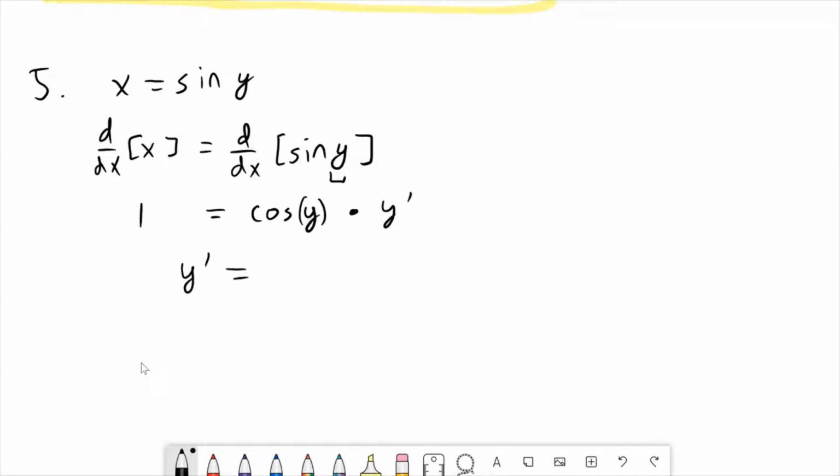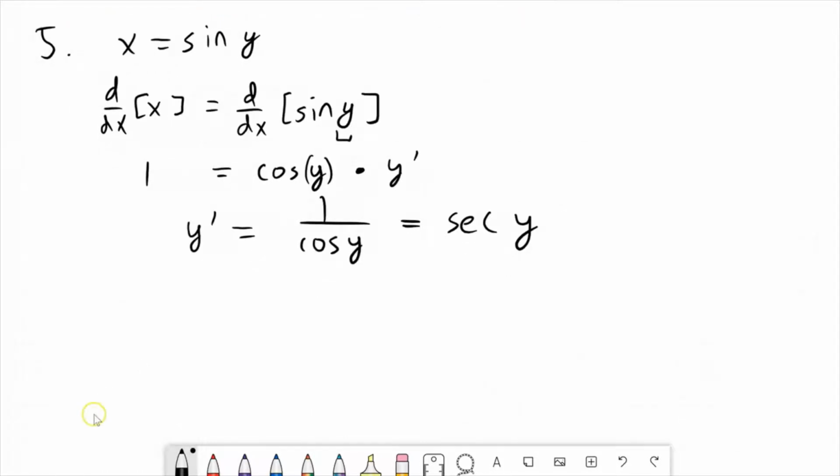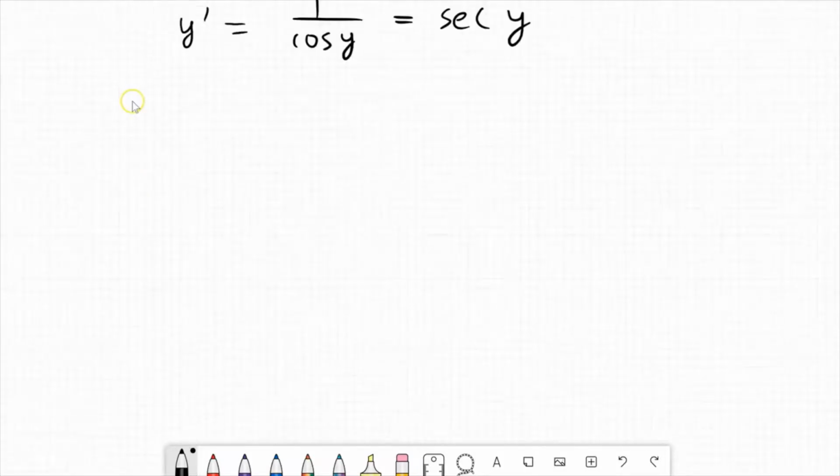Y prime is equal to 1 divided by cosine of y. I guess if you really wanted to, it's secant, I believe. Secant y? Yeah, secant y, and we're done. So, trigonometric ones, this one was a simple one, but let's move on to some more trigonometric related ones.